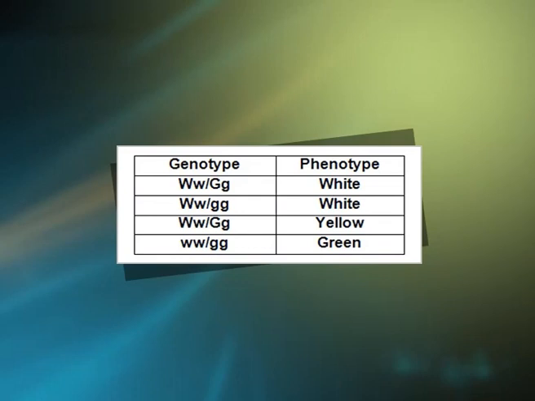In this table, the phenotypes and genotypes of different varieties of summer squashes are given. The first column is the genotype, and the second column is the phenotype. In the first row, the genotype is capital W, small w, capital G, small g. The phenotype is white. In the second row, the genotype is capital W, small g, small g. The phenotype is white. In the third row, the genotype is small w, capital G, small g, and the phenotype is yellow. In the fourth row, the genotype is small w, small g, and the phenotype is green.